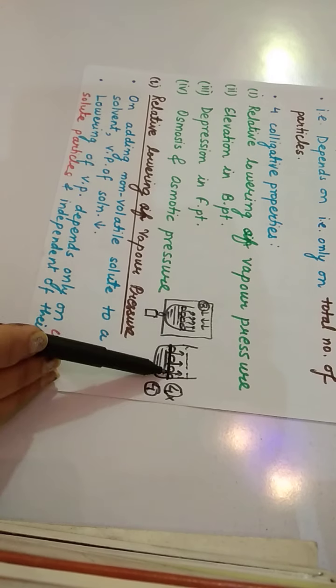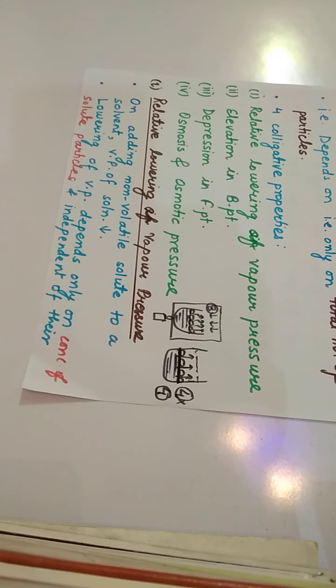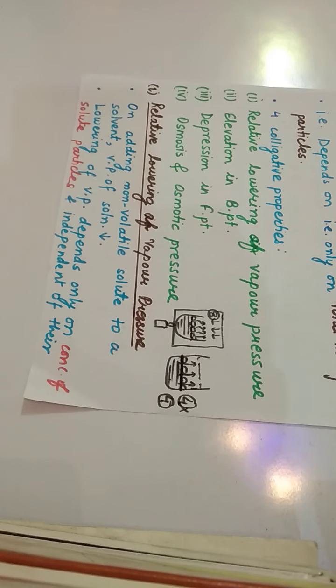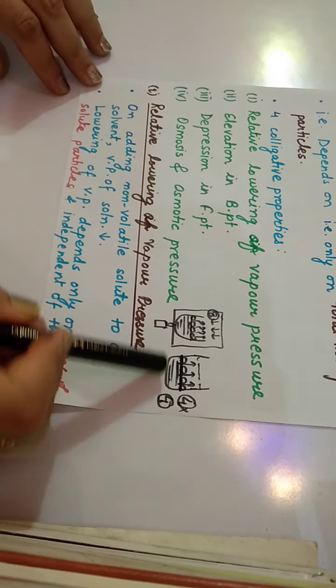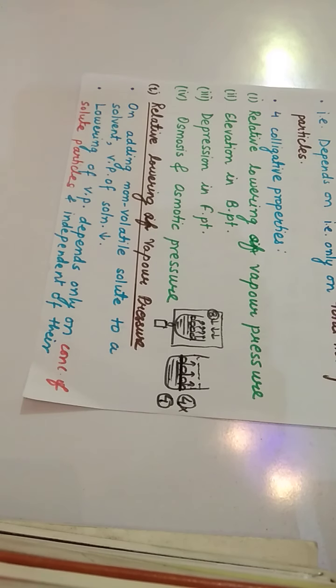So when you add a non-volatile solute, the vapor pressure of the solution is decreased because the number of solvent particles over the surface of the solution decreases and less vapors are formed. So less vapors are formed, therefore the vapor pressure of the solution having non-volatile solute decreases.